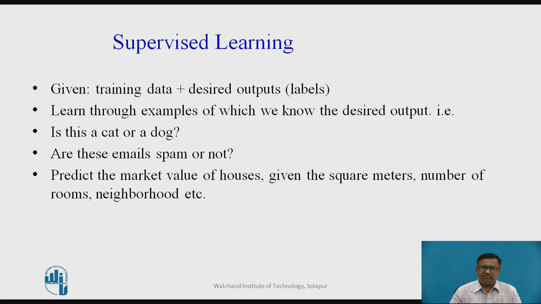It can also predict the market value of a house given the size of the house in square meters, the number of rooms present in the house, and the neighborhood. These are some features used to predict the house price based on its size, number of rooms, and the locality. So whenever training data is present with the desired outputs with labels, it is called supervised learning.